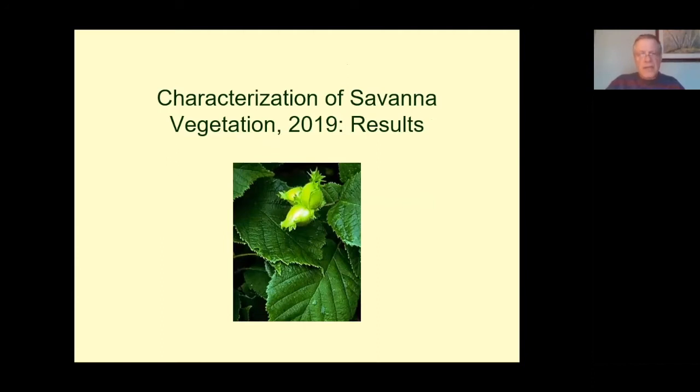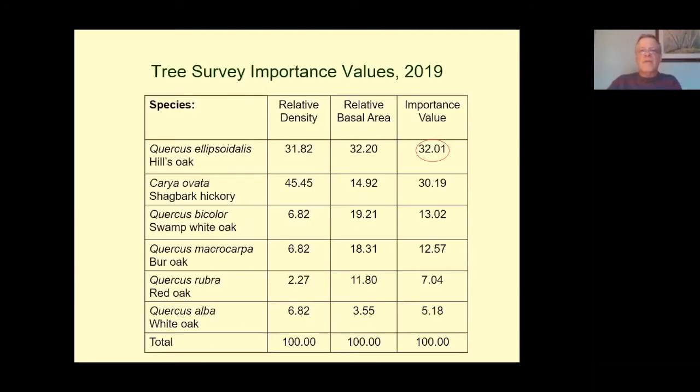In 2019, beginning with the tree survey, Hill's oak, Quercus ellipsoidalis, exhibited an importance value of 32%, and thus is the dominant tree in the tree community of the savanna due to its relatively high density and the largest basal area of all tree species.